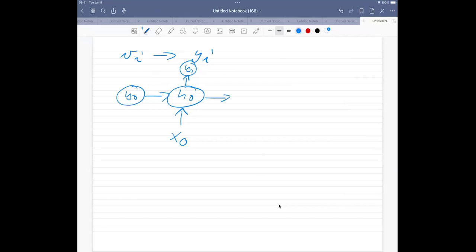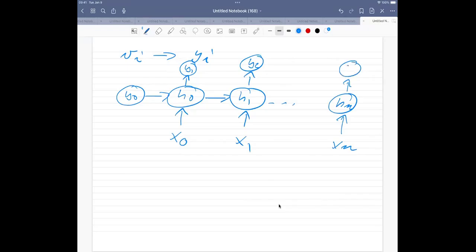This feeds into an h1, which then gives an x1. It produces a y2 here. And this continues all the way to the final point, where I have an x of n, and this produces a y of n here. So this is my output of the network.